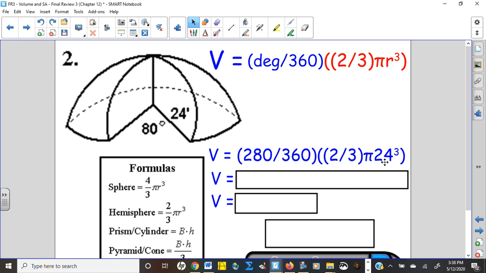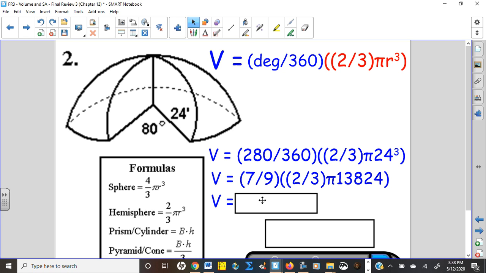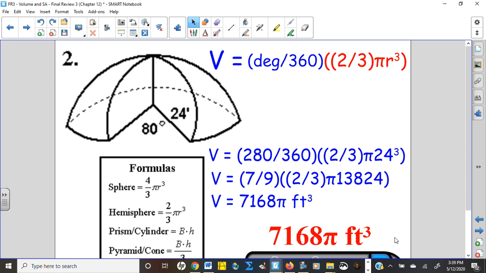And then there's just a whole lot of simplification that has to take place. First of all, you want to cube your 24, so that's going to be a big old number. You could reduce the 280 over 360 to 28 over 36, which would then reduce to 7 over 9, and you could multiply that by your 2/3, and eventually get 14 over 27. But then you'd have to multiply that by 13,824, which was the 24 cubed, and that gives you your final answer of 7,168 pi cubic feet.